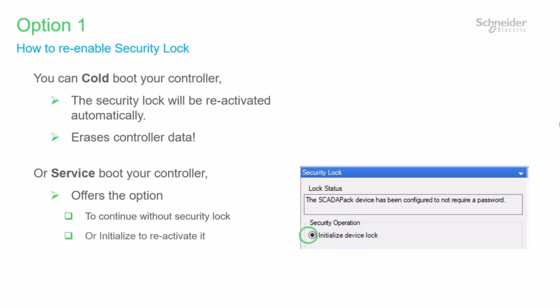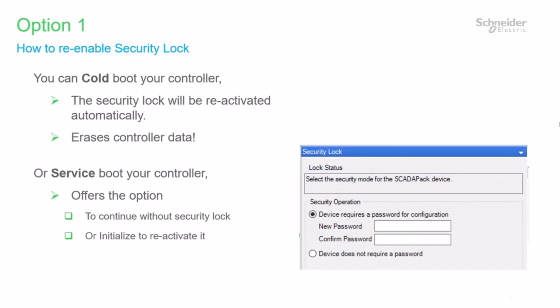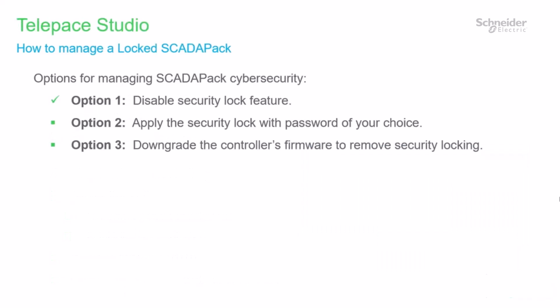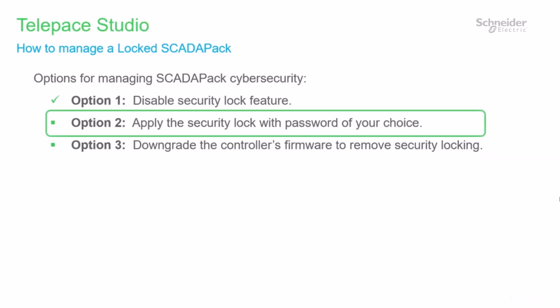This reactivates the locking feature, and now the dialog will change to this one. Once again, just like the cold boot. The advantage here is that the controller's data has been retained. Now, as a service boot, do remember to finish by power cycling the controller to execute the run boot so that the Telepace logic runs again. Looking at option 2 now to apply the security lock. Let's go to Telepace Studio to demonstrate that.